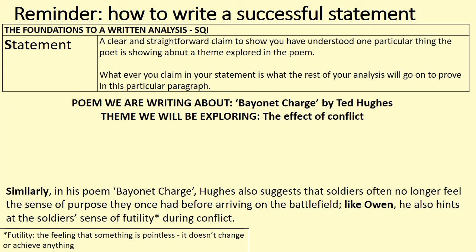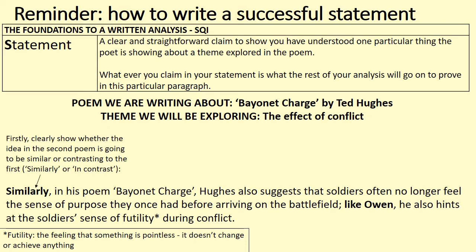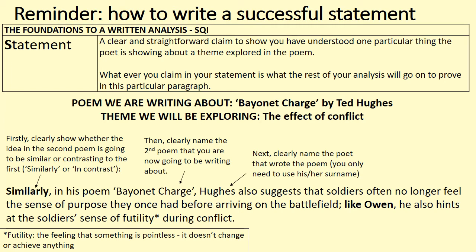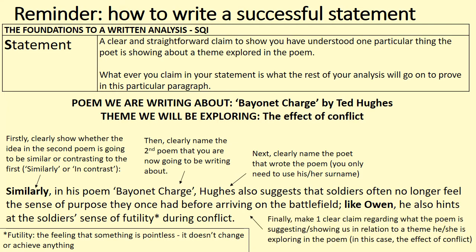Okay, so I've started with the connective similarly, meaning in the same way, and then I'm going to go on to my statement. So I start with similarly, but if you're making a different contrasting point, you might start with in contrast. So similarly, in his poem Bayonet Charge, so naming the poem as always, Hughes, naming the poet as always, also suggests that soldiers often no longer feel the sense of purpose they once had before arriving on the battlefield. So I've then made a clear claim regarding what the poem is suggesting, just as always.